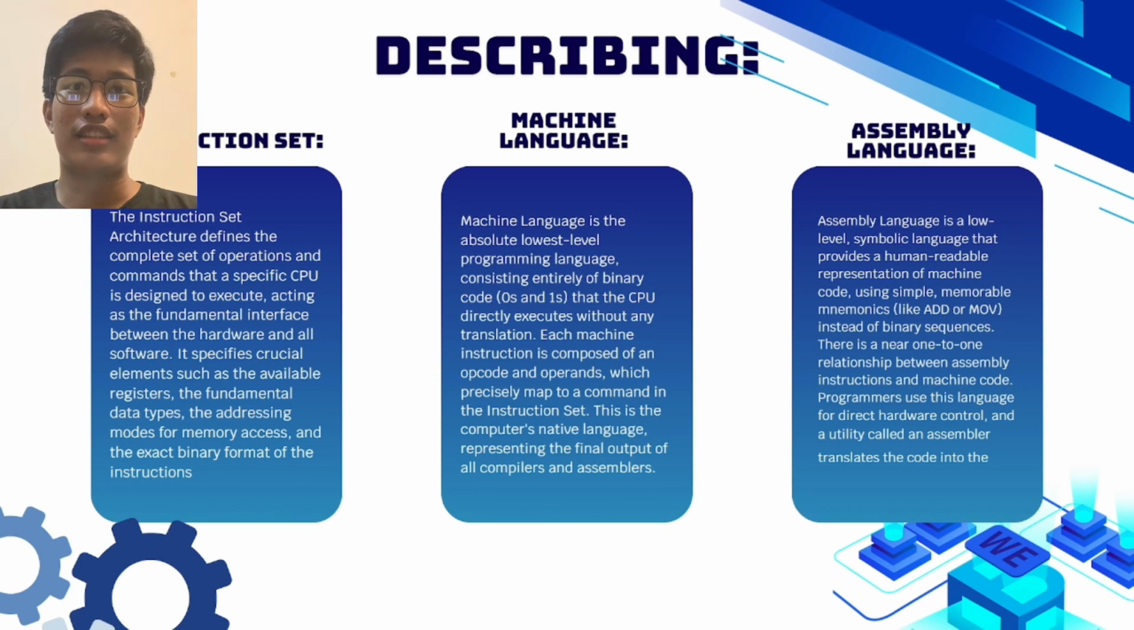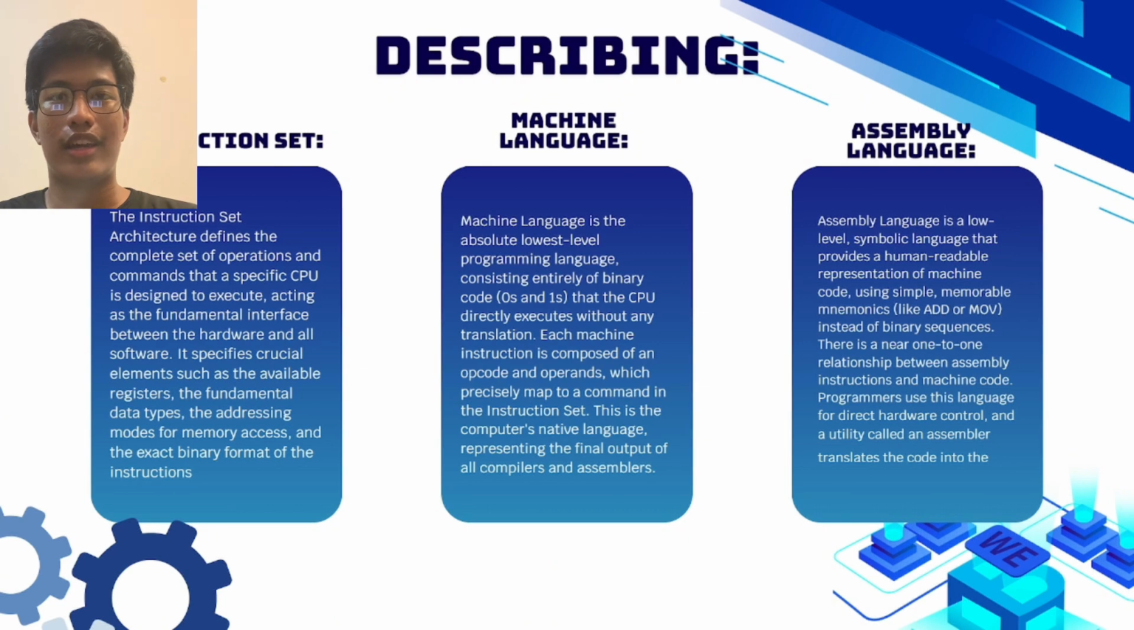Machine language is the absolute lowest level programming language, consisting entirely of binary code, zeros and ones, that the CPU directly executes without any translation. Each machine instruction is composed of an opcode and operands, which precisely map to a command in the instruction set. This is the computer's native language, representing the final output of all compilers and assemblers.